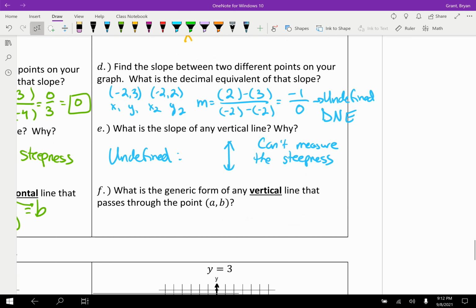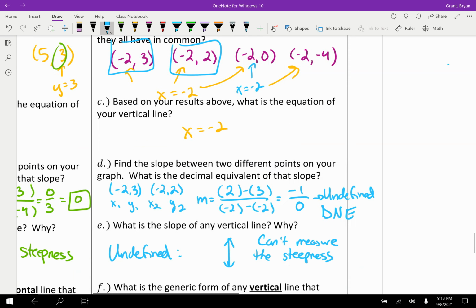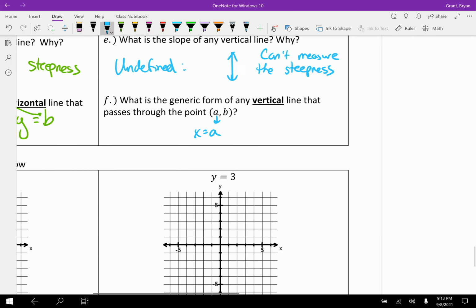What is the generic form of any vertical line that passes through this point? Well, if you were given this and said, I want a vertical line that goes through that point, it would just be x equals -2. It's the x coordinate. X equals, in this case, the x coordinate is a. All right, finishing this off.